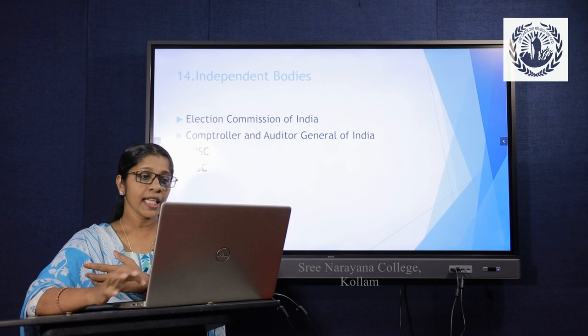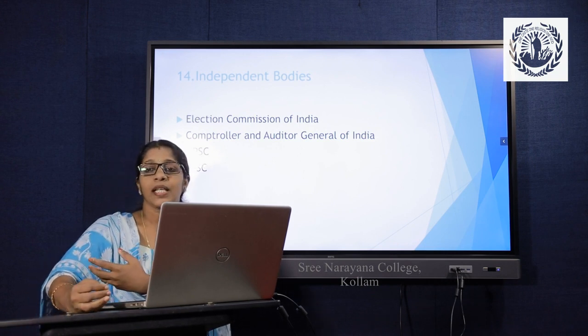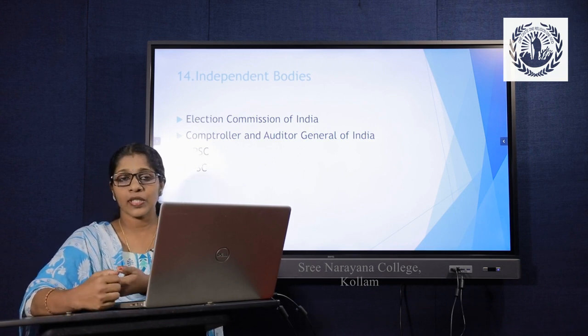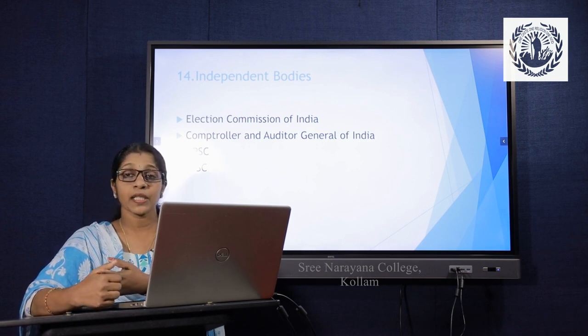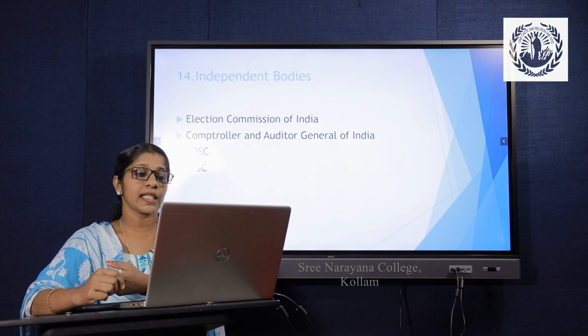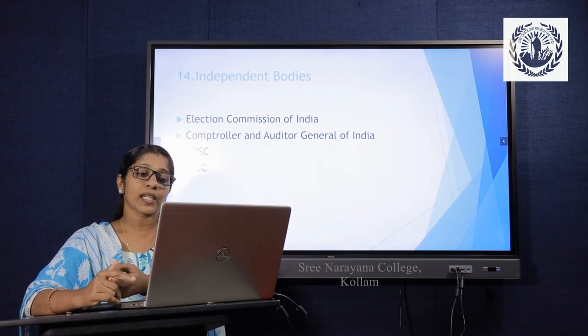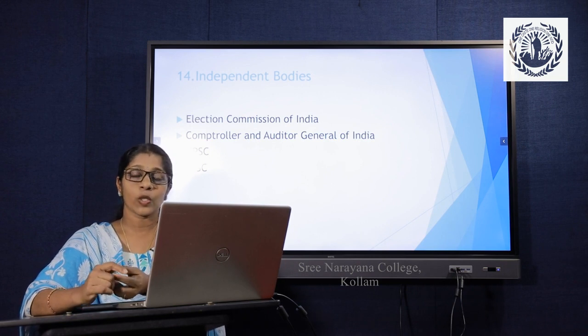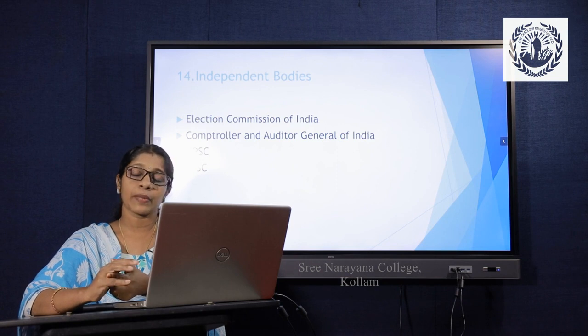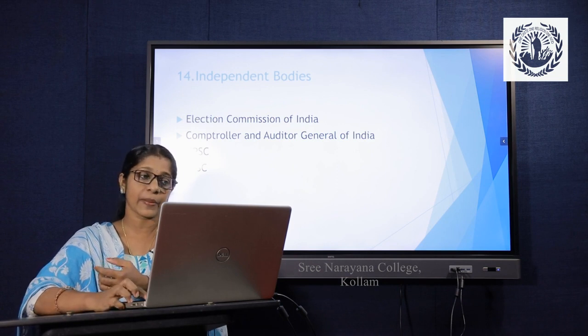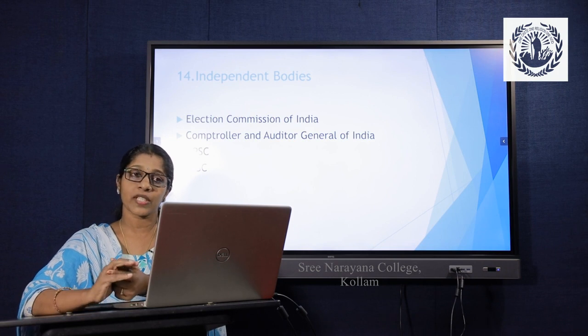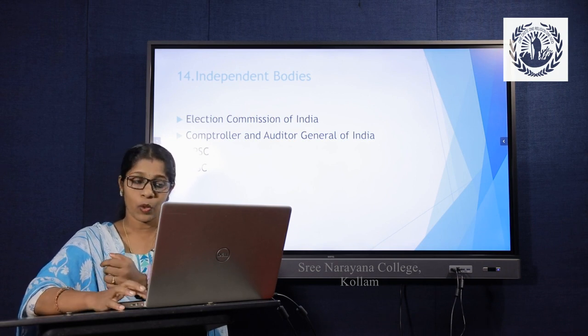And next is independent bodies. In addition to the legislature, executive and judiciary of India, there are some independent bodies also in our country, that is the Election Commission of India for conducting fair elections, and the Comptroller and Auditor General of India, who does all the audit of central and state governments, and the Union Public Service Commission and State Public Service Commission. And there are also some constitutional provisions for ensuring the independence of these bodies.